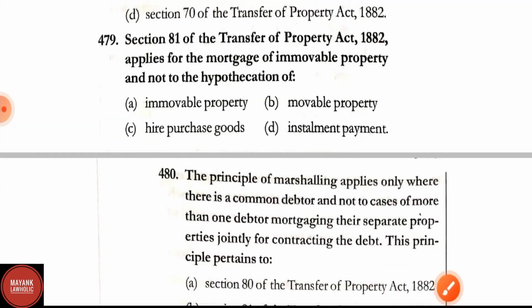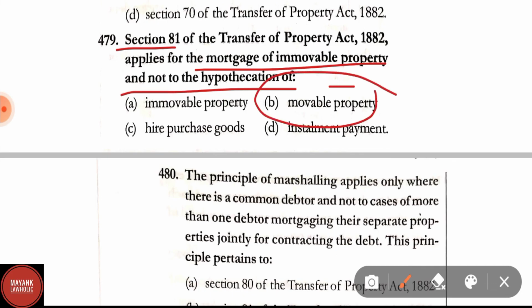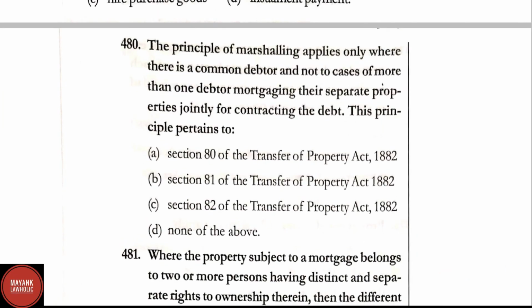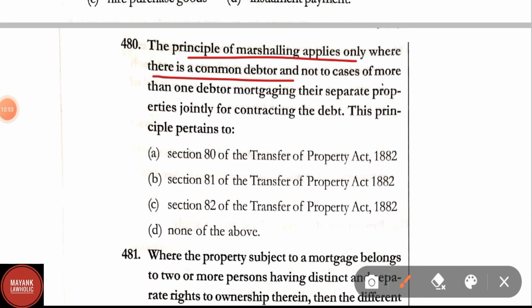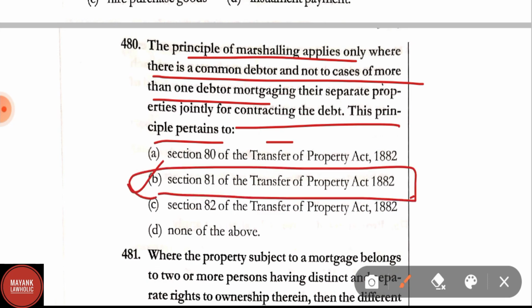Question number 479. Section 81 of the Transfer of Property Act applies for the mortgage of immovable property and not to the hypothecation of option A, immovable property, option B, movable property, option C, hire purchase goods, option D, installment payments. Here correct answer is option B, movable property. Question number 480. The principle of marshalling applies only where there is a common debtor and not to case of more than one debtor mortgaging their separate property jointly for contracting the debt. This principle pertains to, correct answer is option B, Section 81 of the Transfer of Property Act 1882.